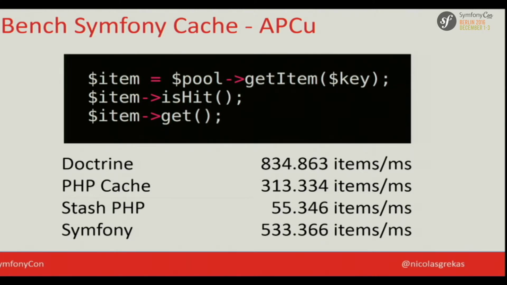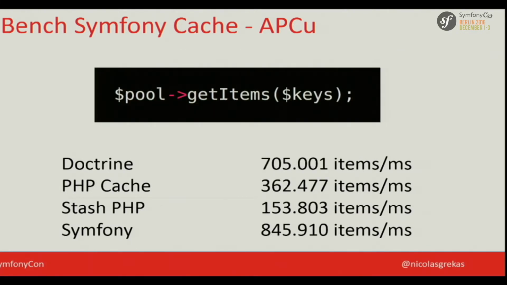We have PHP Cache, which is at 300 items per millisecond. We have Stash PHP, 50. And we have Symfony in between, at 500 items per millisecond. This means almost nothing, yet it means we have Doctrine, PHP Cache, and Symfony in the same area. I think the difference doesn't really matter at this level. We have Stash. Stash is slow. Sorry.